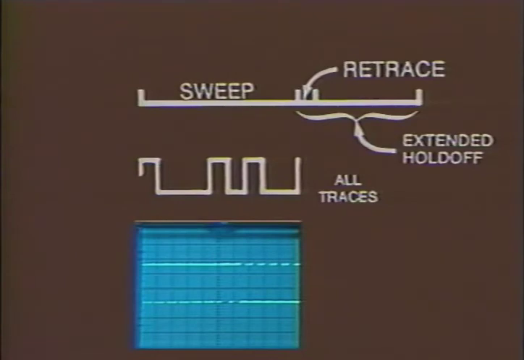The variable sweep hold-off control provides the ability to control when a trigger point is accepted by extending the hold-off to the point where the waveform repeats.